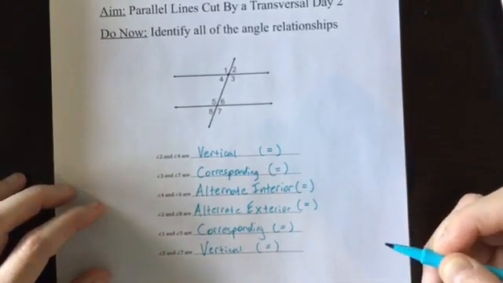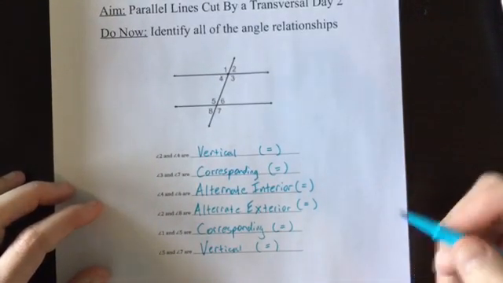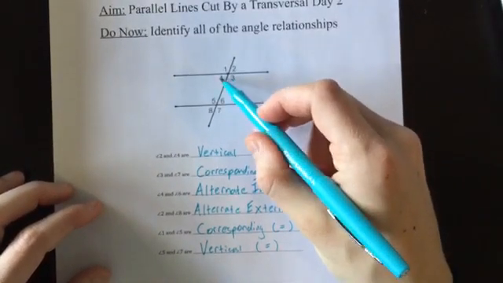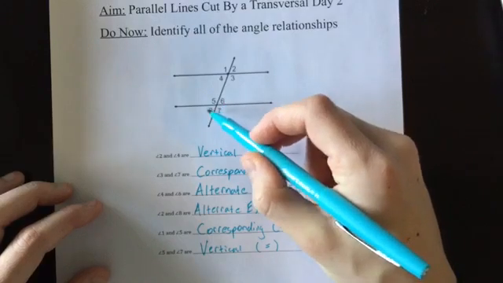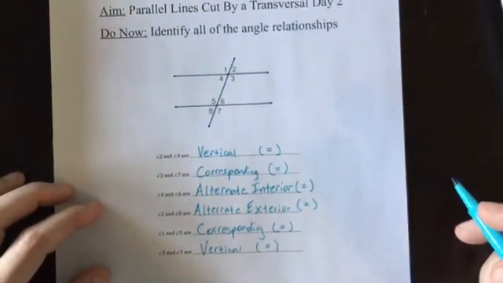Okay, don't forget we don't always have congruent angles. We can also have supplementary angles like angle 3 and angle 4, angle 3 and angle 6, angle 7 and angle 8, and so on.